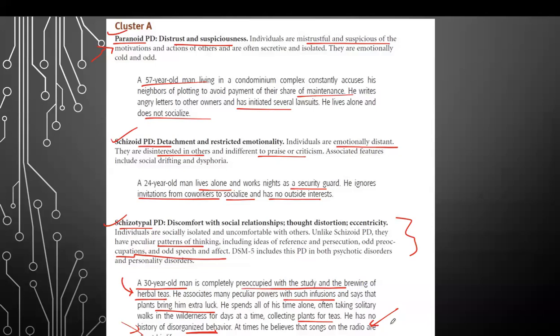Okay. So schizotypal personality disorder, they are odd and eccentric, they are fortune tellers, they think they have some special power, and most importantly, they have a particular interest in something, and they usually do everything for that particular interest. So we have paranoid personality who are suspicious, schizoid who are emotionally distant and don't like to interact with others, and schizotypal who are odd and eccentric.